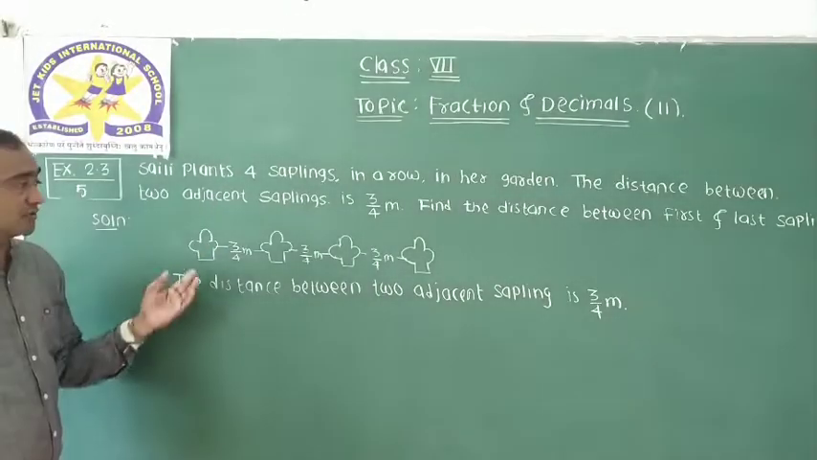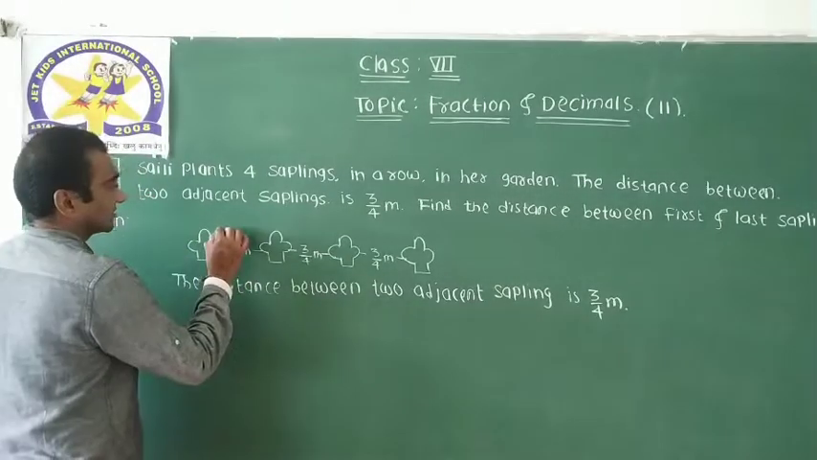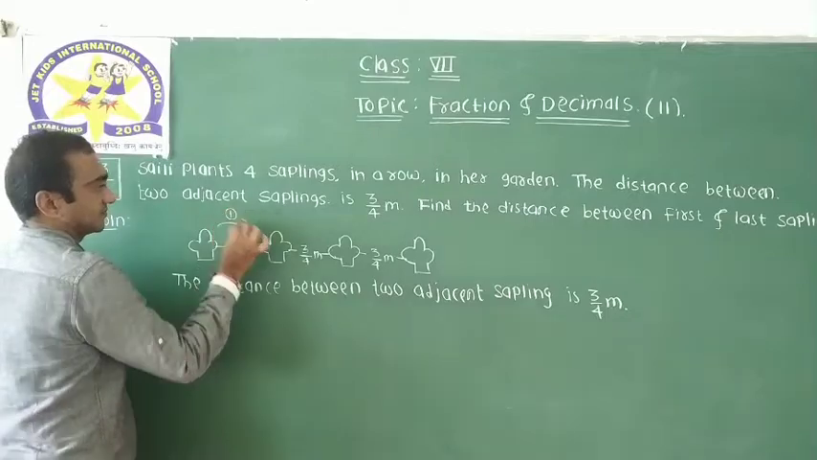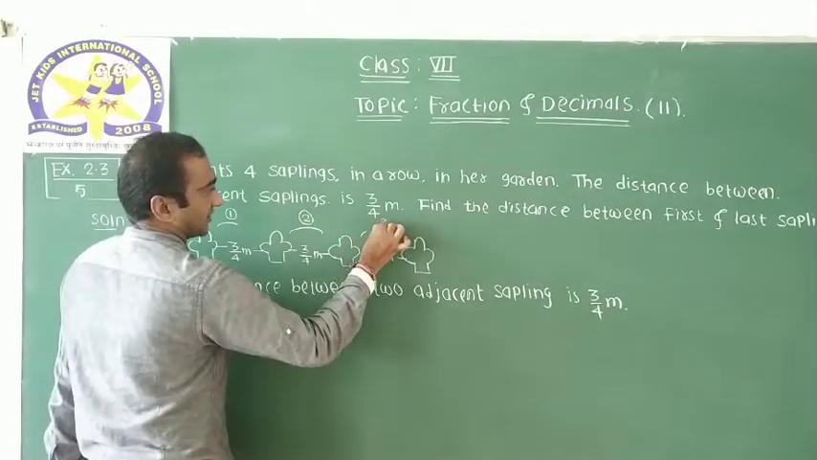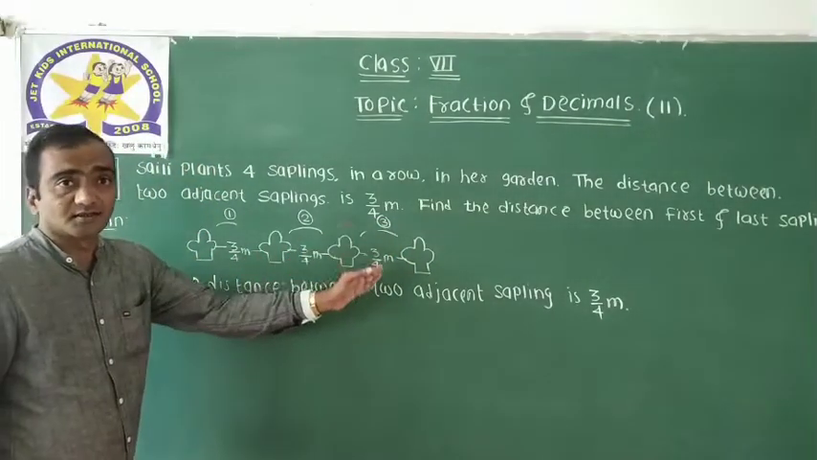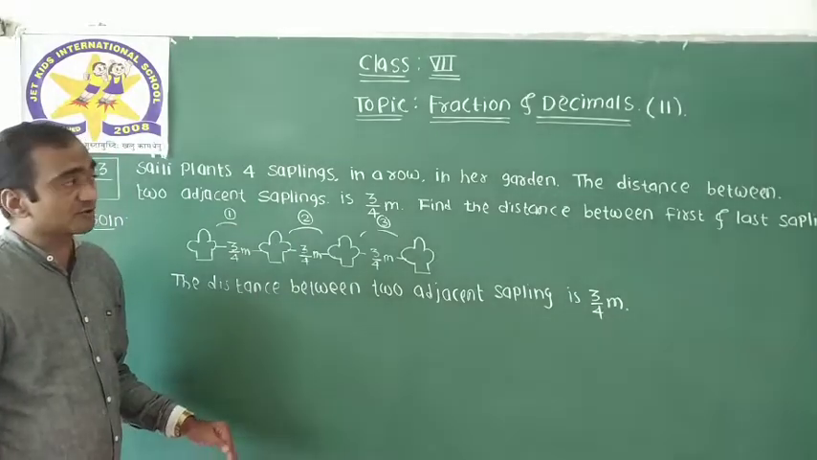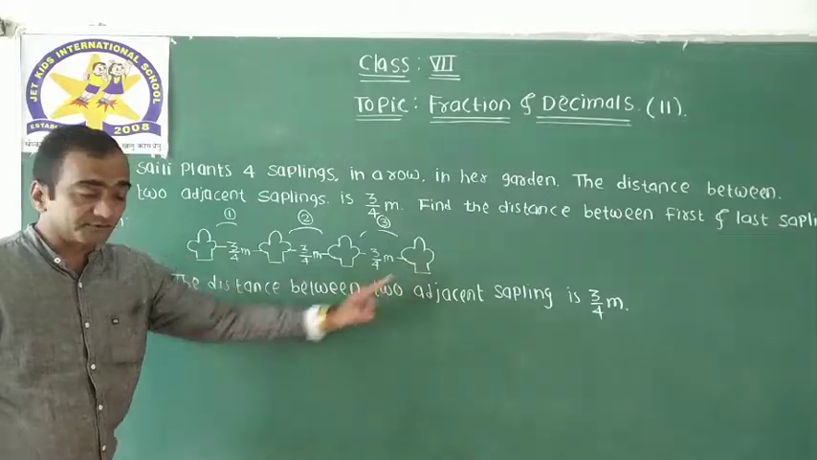If you observe these 4 saplings carefully, there are 3 gaps. This is the first gap, this is the second gap, and this is the third gap. Okay, how many gaps are there? 3 gaps are there. And what we have to find in this question? The distance between the first and last sapling.